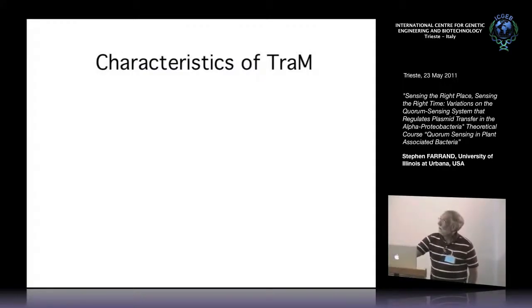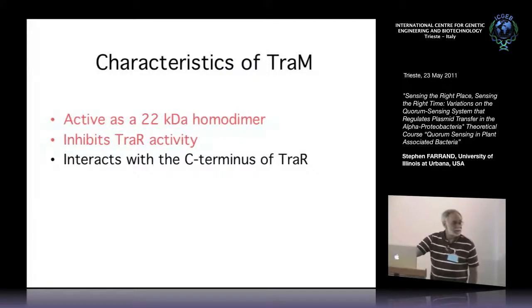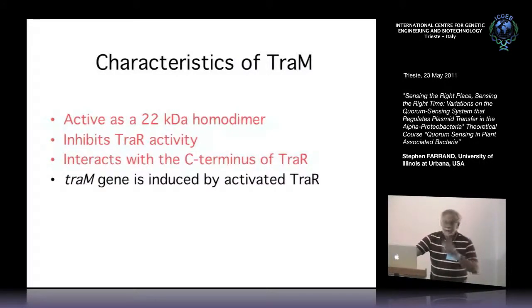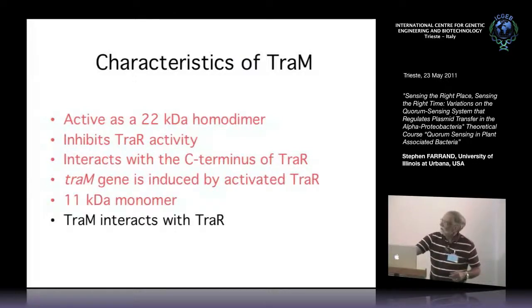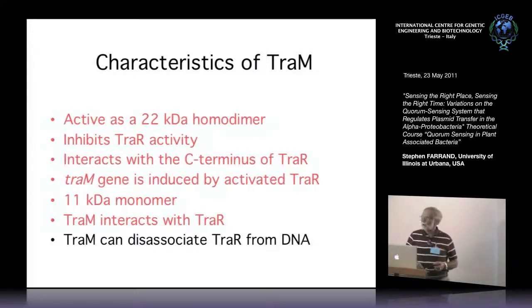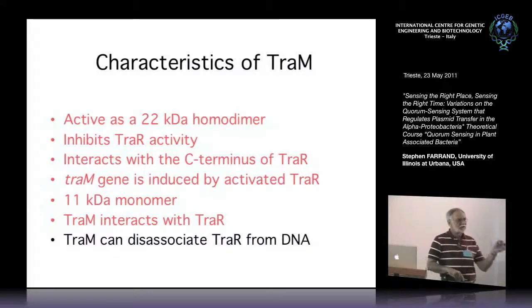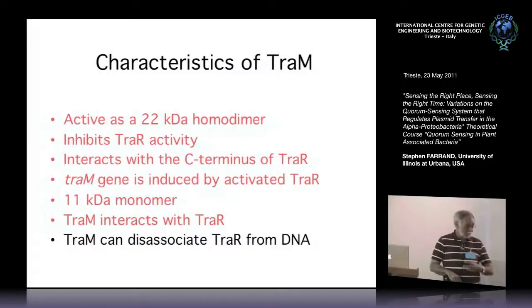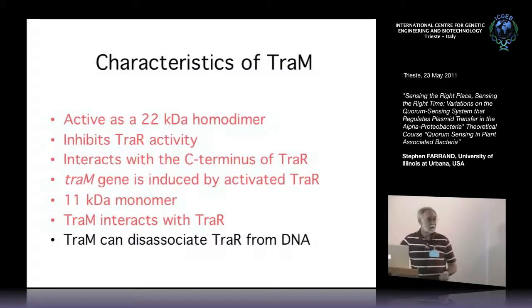Characteristics of TraM. Well, it's a 22 kilodalton homodimer. It inhibits TraR activity. It interacts with the C-terminus of TraR, which is the DNA binding domain of TraR. It's induced by activated TraR. The gene for TraM is induced by activated TraR. That's not particularly important for our purposes. It's an 11 kD monomer, and I guess I said that already. TraM can interact directly with TraR. And TraM, once it interacts with TraR, can either cause TraR to dissociate from DNA, or if the TraR has not yet bound DNA and binds TraM, it can prevent the TraR from associating with DNA. So both of those lead to an inhibition of the ability of TraR to activate transcription.